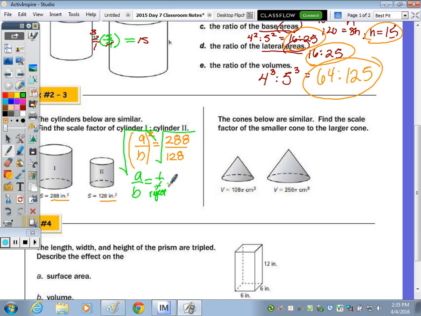Let's actually reduce that. Give me an equivalent fraction that does contain perfect squares in the numerator and denominator. What's an equivalent fraction to 288 over 128 that contains a numerator and denominator that are perfect squares? Autumn? So 9 over 4. Does anyone want to do 144 over 64? Because you divide this by 2, you get 144. Divide that by 2, you get 64. You could do that as well. But the square root of 9 over 4 is then 3 over 2.